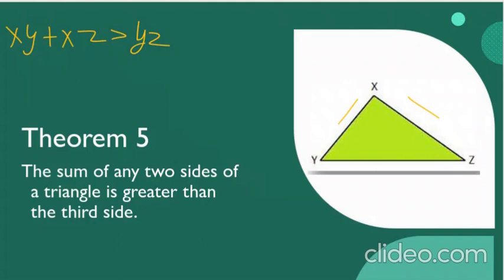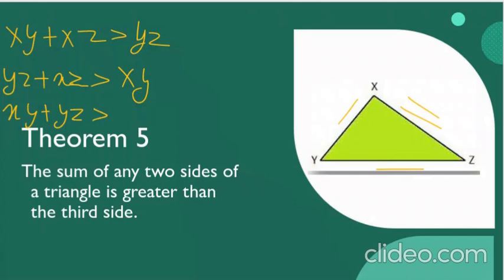Super easy, right? Let's take YZ and XZ. Now if I say YZ plus XZ, what should be the condition? It should be greater than XY. Similarly, if I take XY and YZ, XY plus YZ should be greater than XZ. So these are the three things.